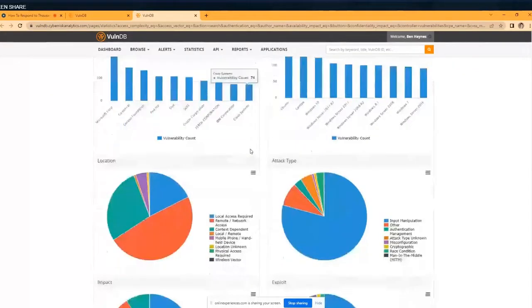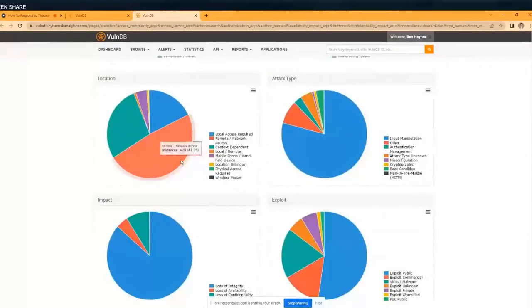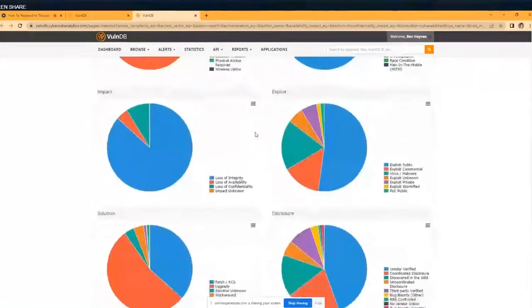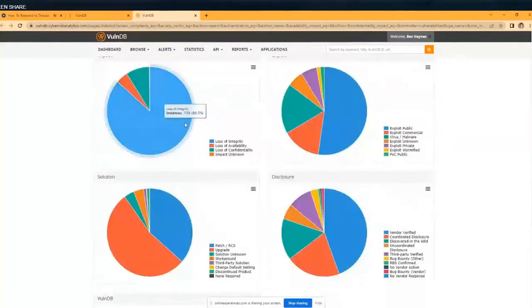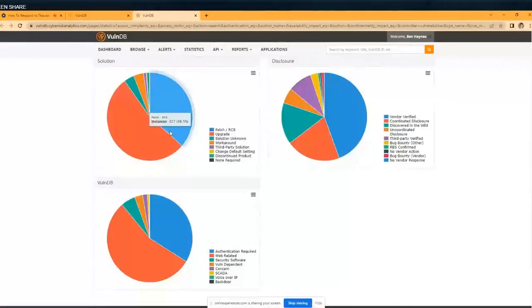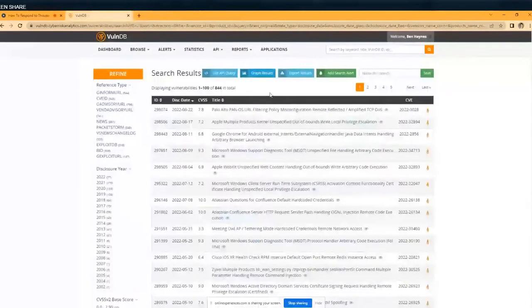And then I can look and see about half of them are remotely exploitable. Most of them affect integrity. Looks like about 90% of them have solutions, meaning you could go take action, but some of them don't, right? So that's my way of showing you all of these without having to click each individual one to prove out that they have all of this great contextual data in them.